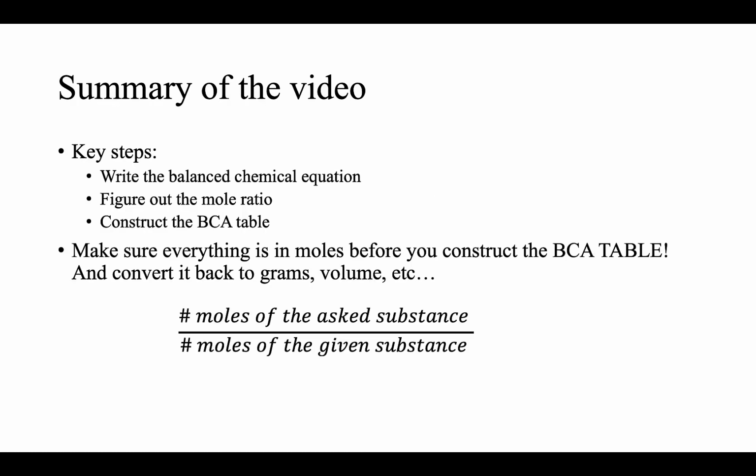The summary of this video is that you should not lose the key steps. You write the balanced chemical equation first, and then you figure out the mole ratio based on the balanced equation. Then you construct a BCA table. However, when the initial amount is given in some other unit instead of number of moles, you have to convert everything into moles first before you put everything in your BCA table. Afterwards, you can convert everything back to grams, volume, etc., depending on what the question is asking you.